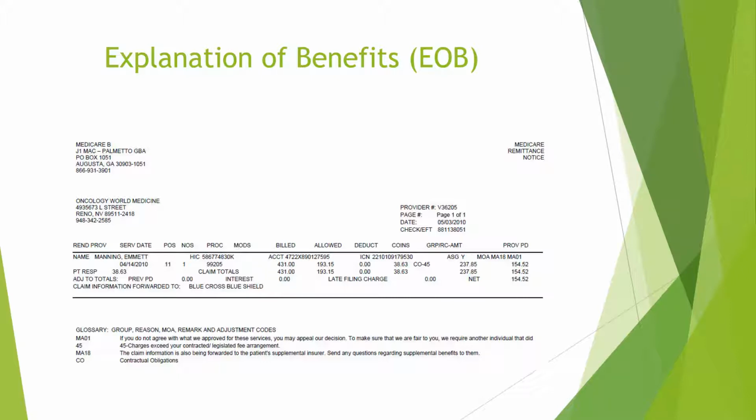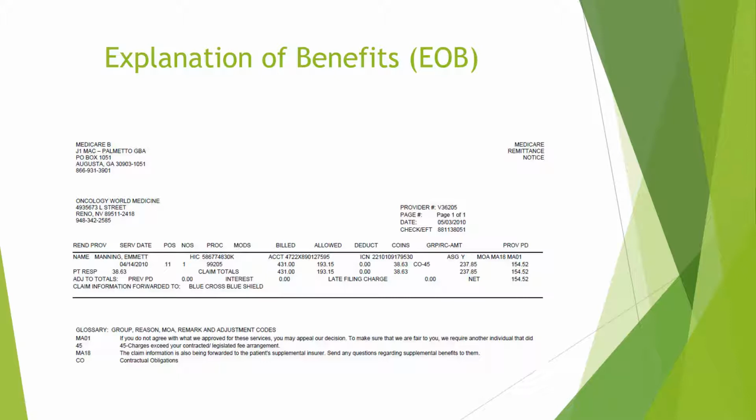It would list the payer in the top left, which is Medicare B. It will list their address and all of that information. Then it will list the provider's name, which is us. That's also on the top left side. The EOB will show you the patient's name. It'll show you the date of service, which is off to the left.